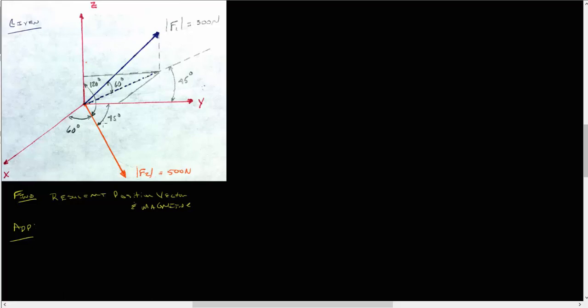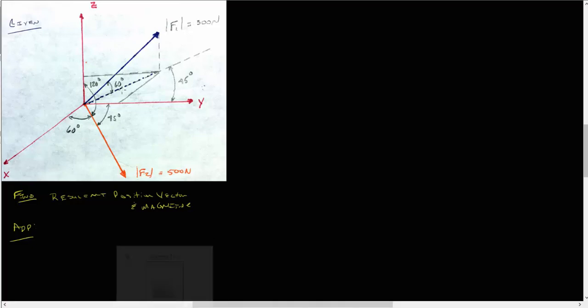So you can see that the 45-degree angle would actually be negative. So your z is actually going negative. Your y is actually going, so it would be 60 degrees from the x, and then 120 degrees to your z, and then 45 to your y.